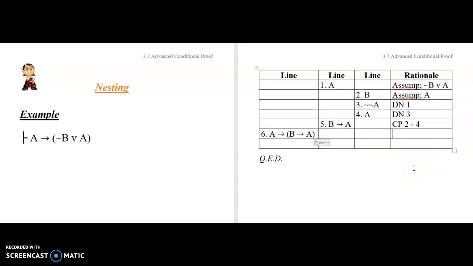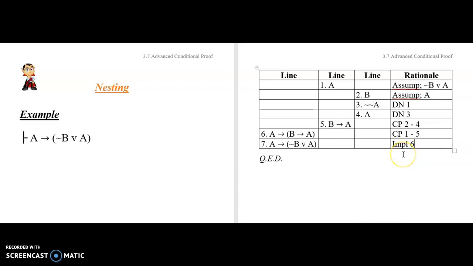You could do it like this, and that would be CP 1 through 5. And now you don't have this particular thing, but you can get it pretty quickly, right? So you can just do impl A on it. And remember, impl A is a rule of replacement, so you're allowed to do this. And you would get it just like that, all right? And that would be impl A on 6, and that would also be a perfectly fine way of doing things.